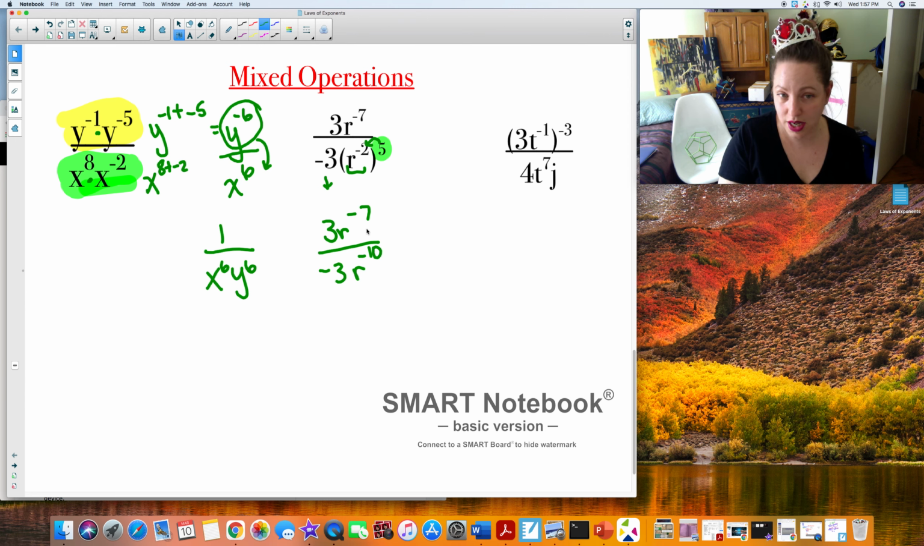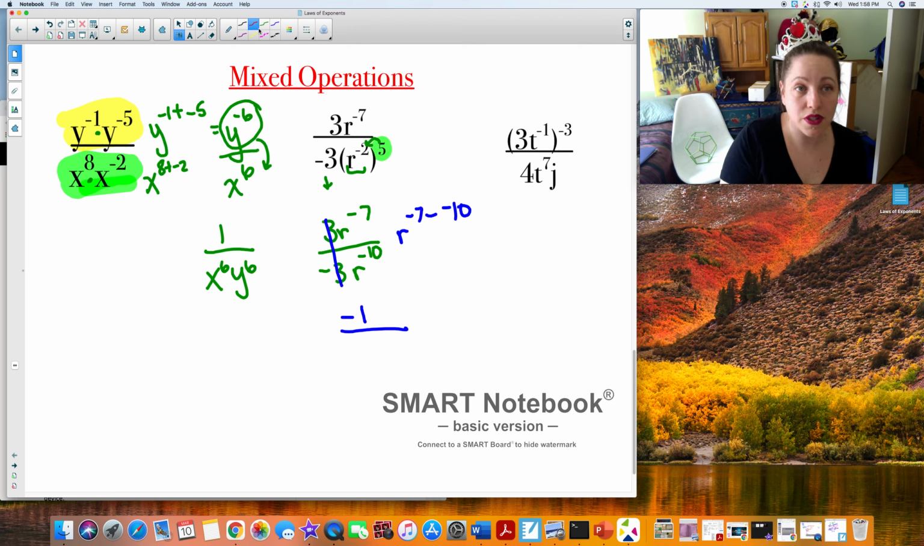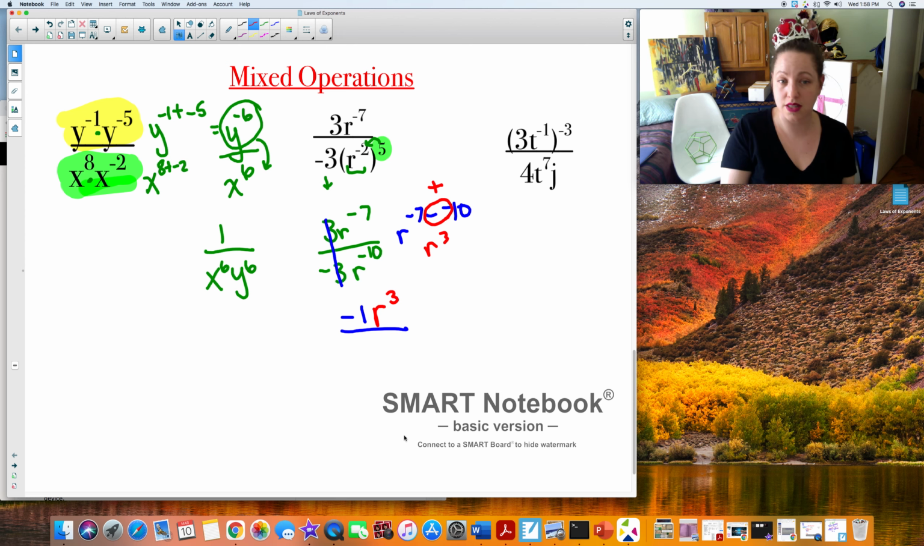Now I'm going to simplify. So there's nothing else I can combine on top, nothing I can combine on bottom. I simplify the coefficients. I can divide these both by 3, okay, and I end up with negative 1. And these have the same base, so I'm really just subtracting. So it's negative 7 minus negative 10. What happens when we have minus a negative? Becomes plus. So this becomes r to the 3rd power. Because it's a positive, it's going to stay on top. And that's our answer. So it would just be negative 1 r to the 3rd power. We don't have to write the division line anymore because nothing's on the bottom.